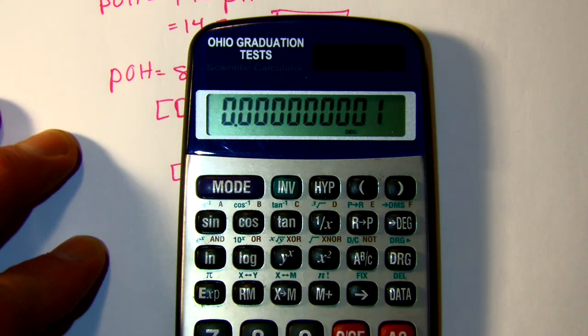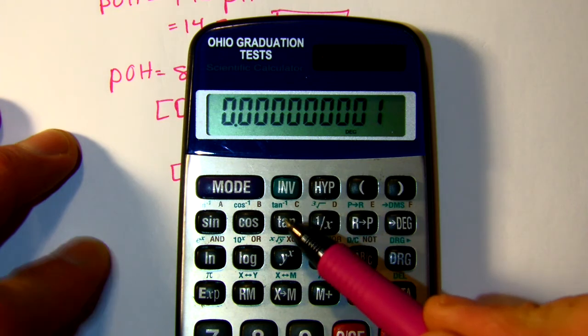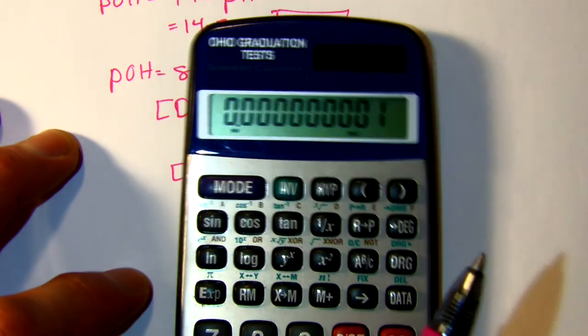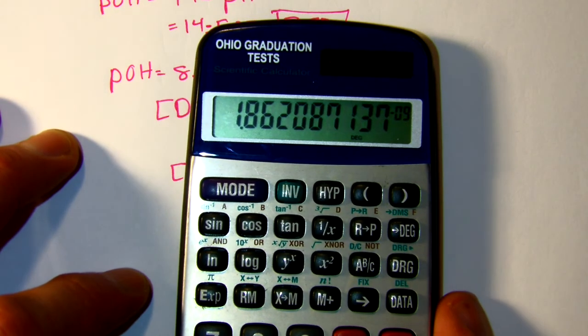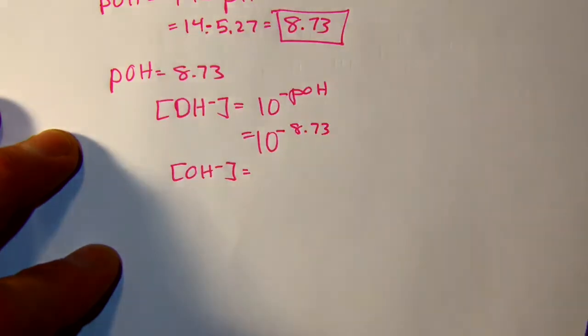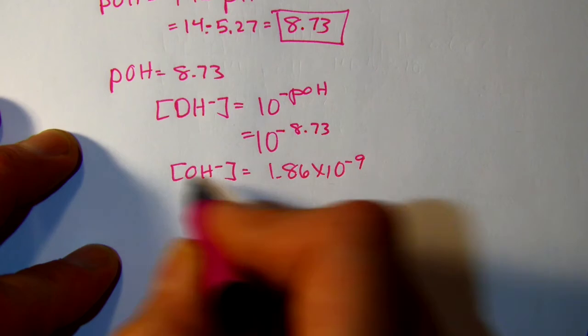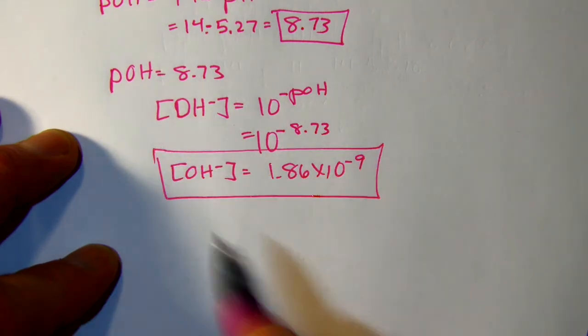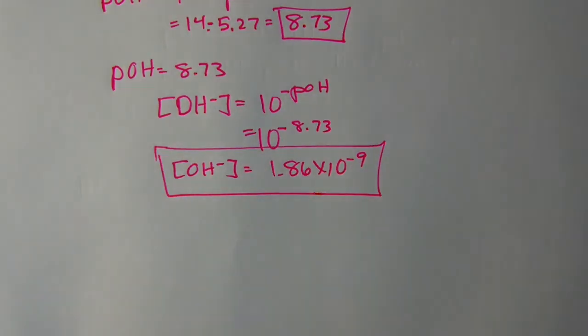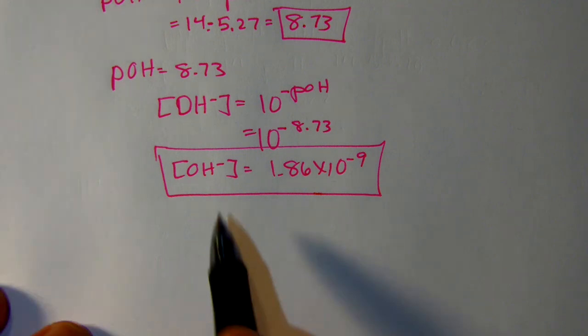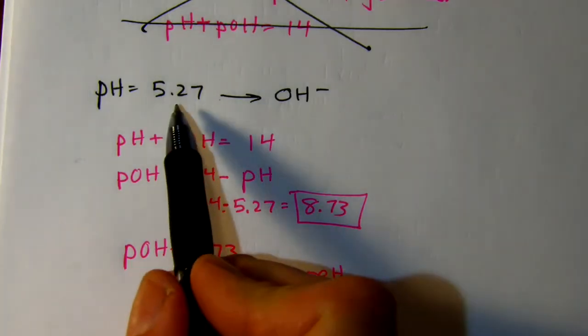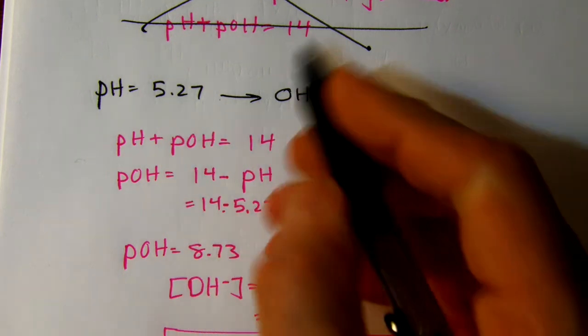That's a crazy small number. So you have to learn how to convert to scientific notation. On this calculator, it comes out to be 1.86 times 10 to the negative 9. Okay? Hopefully that's a little smoother for you. I apologize for the error. Let's do it the other way though.